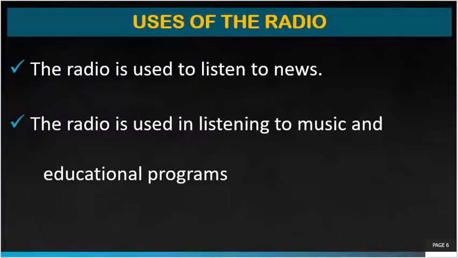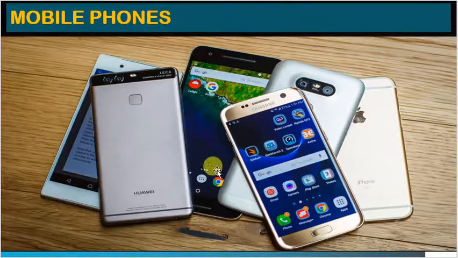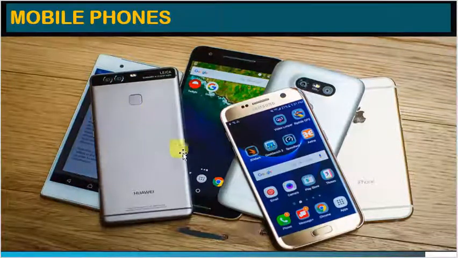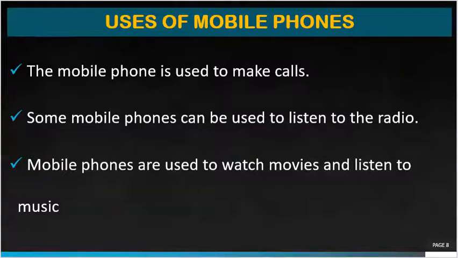So let's have a look at the mobile phones. This is what we call mobile phones, as we discussed last week. Let's have a look at the uses of the mobile phone. The first one: the mobile phone is used to make calls. Some mobile phones can also be used to listen to the radio. Then 3, mobile phones are used to watch movies and listen to music. All these are ways of sharing or giving out information.